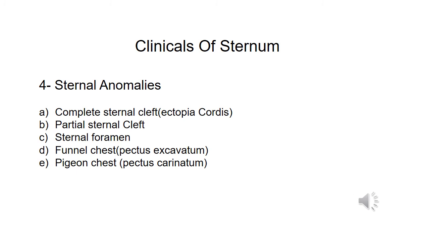Then comes the partial clefts. Partial clefts, they involve the manubrium and superior half of the body of sternum. These clefts are usually V or U-shaped. They can be repaired during early infancy by direct opposition and fixation of the sternal halves.